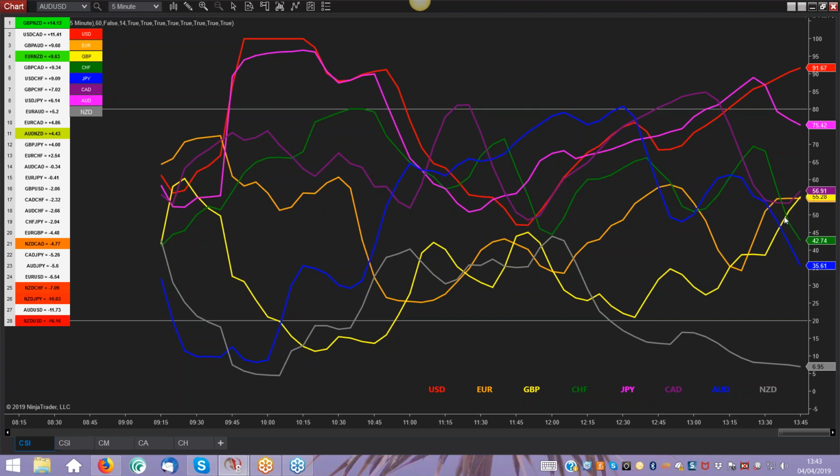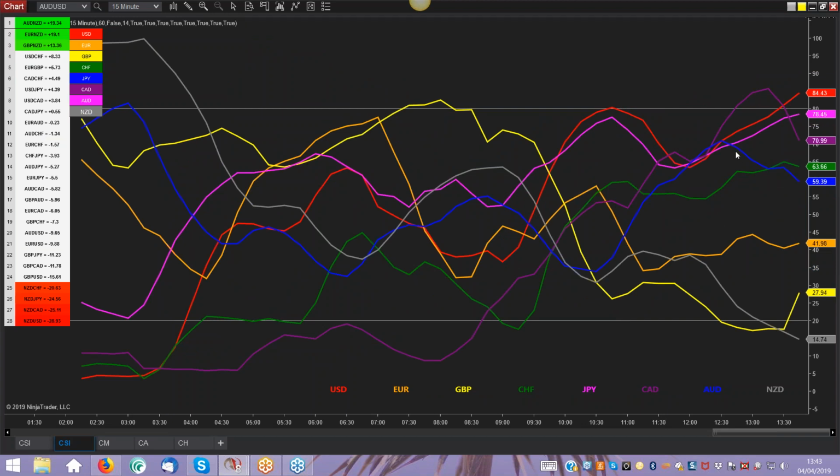There will be better pairs to look at. Go and look at the Aussie, for example, selling off very strongly right now, with strong buying of the dollar. Let's see what it's doing on 15. Yeah, it's flicked over. Might be one to look at.